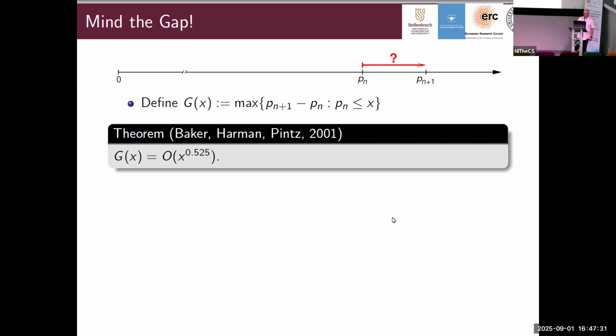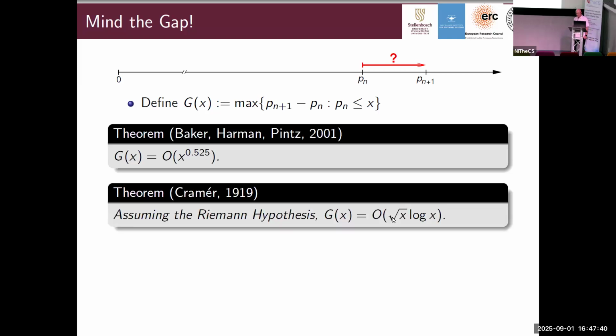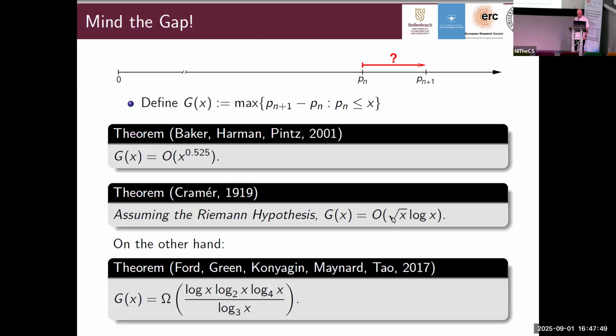And then there's a theorem by Baker, Harman, and Pintz, I think it's still the state of the art, which says that this gap is at most x to the 0.525. And Cramér, assuming the Riemann hypothesis, proved that this maximum gap is at most a constant times root x log x. Now, on the other hand, it's not log of x. If primes were uniformly distributed, it should be log of x.